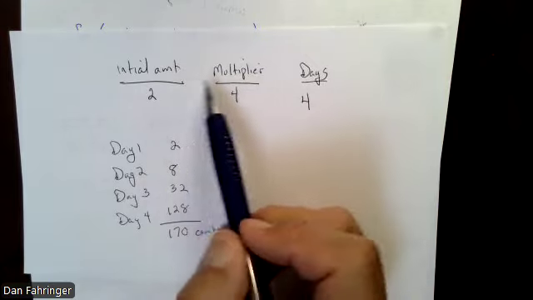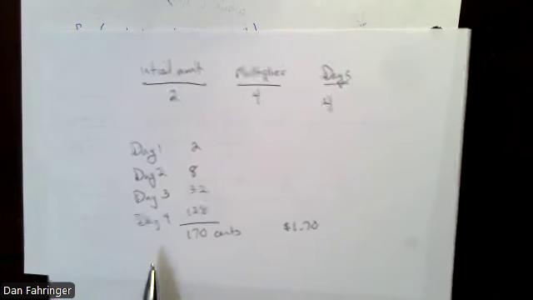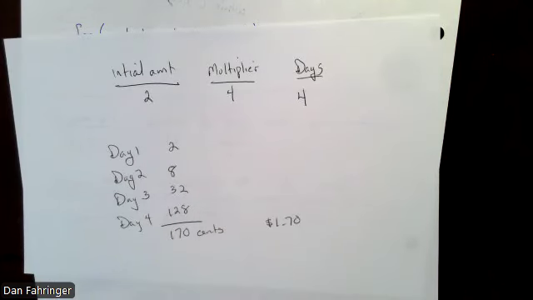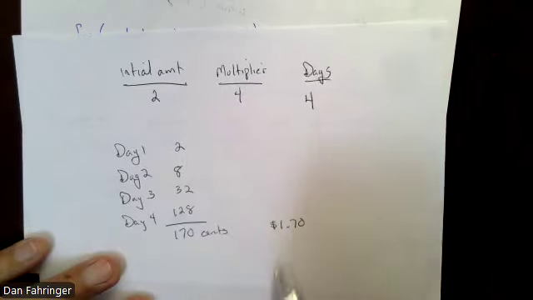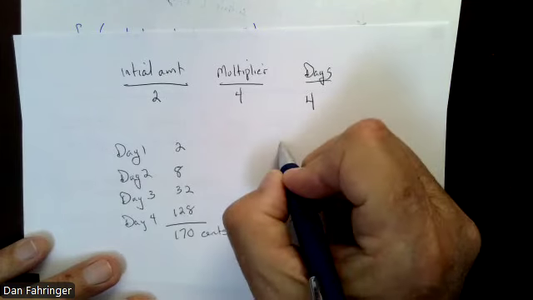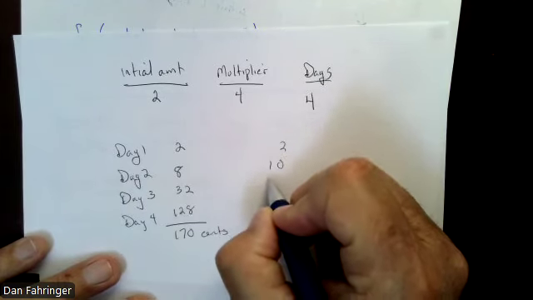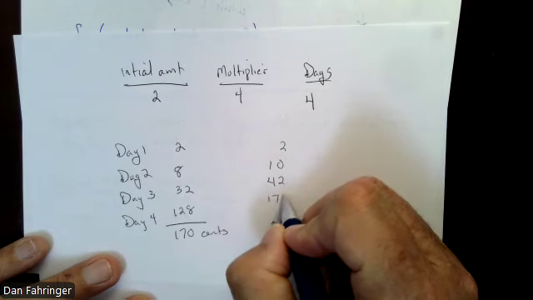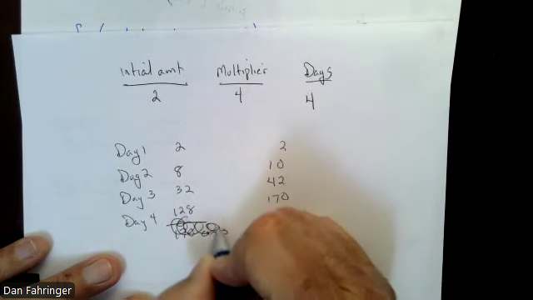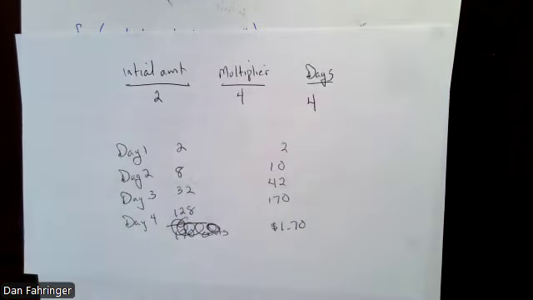You're going to input 3 things. Guess what I just did? I did test data. I kind of just did some test data for you. I calculate day 1. I should probably have a running total: 2, 10, 42, 170, which is $1.70.